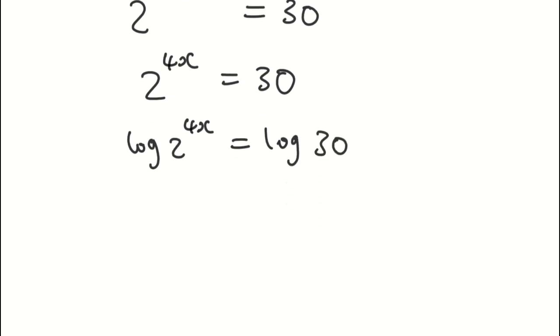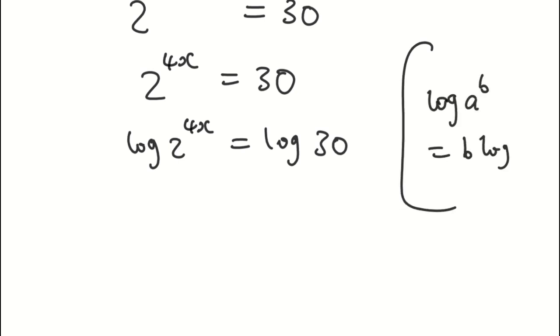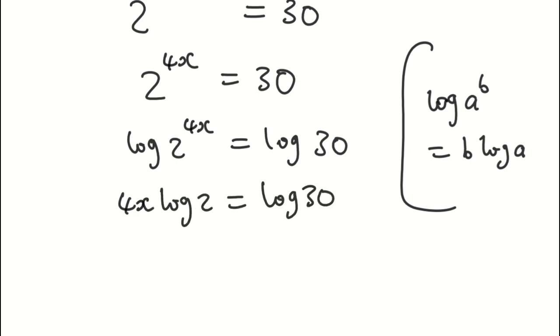So what's it going to be now? From one of the laws of logarithm, let me just write it here. If you have log a raised to b, this can become what? b log a. So this b can become the coefficient of the logarithm. So it's going to be what? 4x log 2 is equal to what? Log 30. You see what I'm doing?